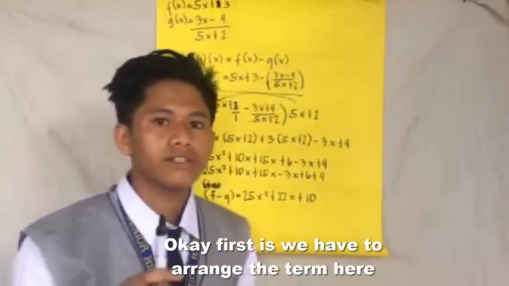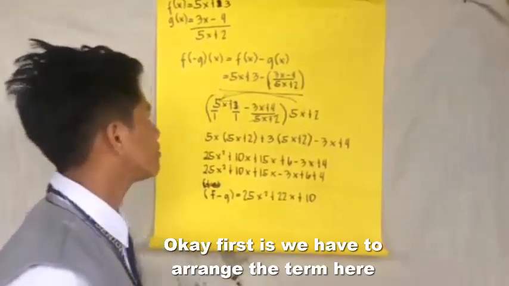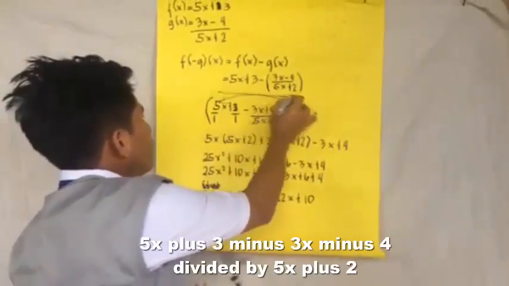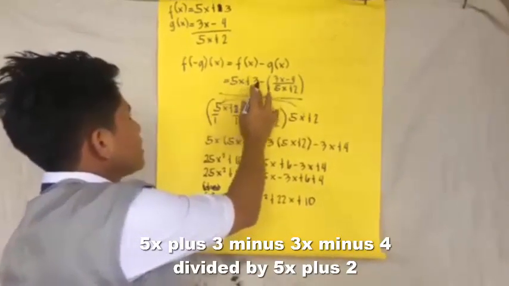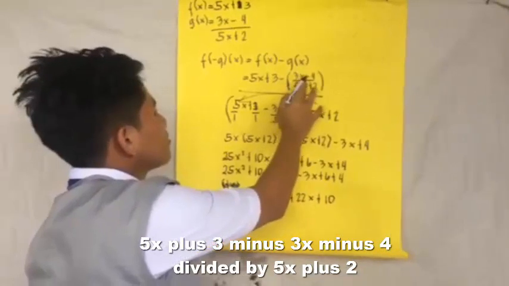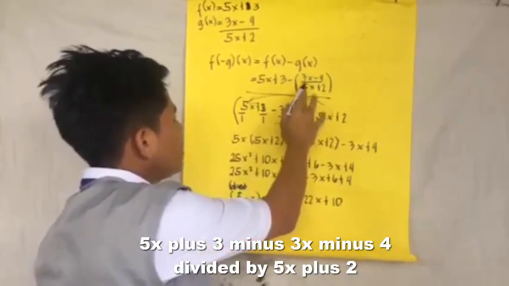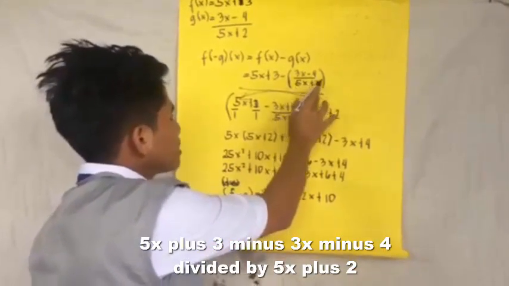Operation of functions in subtraction. Okay, our problem is f of x equal to 5x plus 3 and g of x equal to (3x minus 4) divided by (5x plus 2). First, we have to arrange the terms here: 5x plus 3 minus (3x minus 4) divided by (5x plus 2).